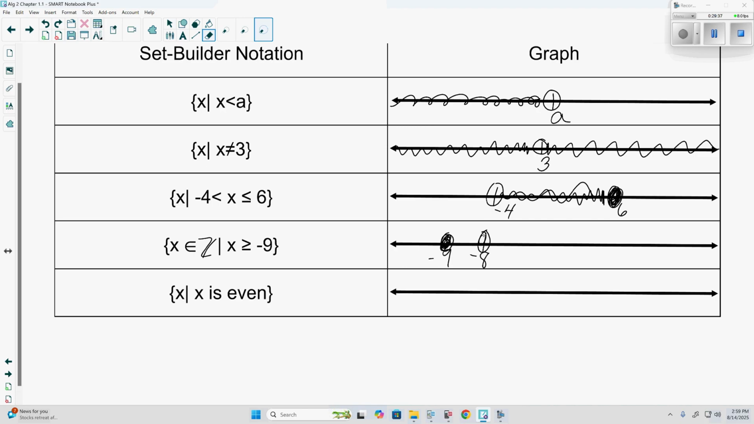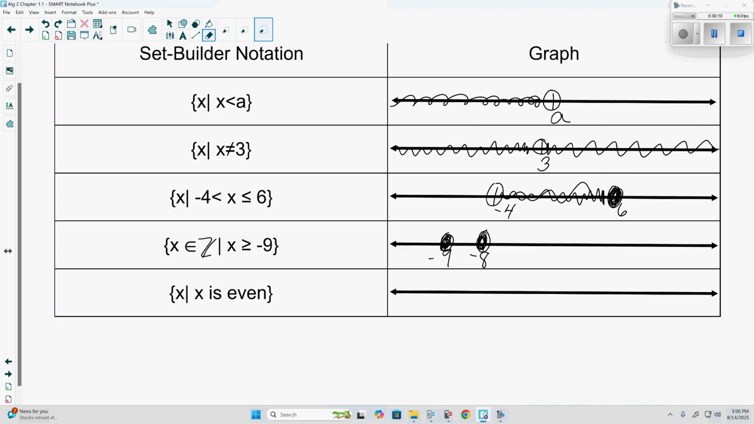Would we shade between negative 9 and negative 8? Because what's a number between negative 9 and negative 8? Negative 8.5. Yeah. Is negative 8.5 an integer? No, because negative 8.5 would be a rational number. It would be a fractional number. Yes? Negative 8.5 is not an integer, so we can't shade it in.